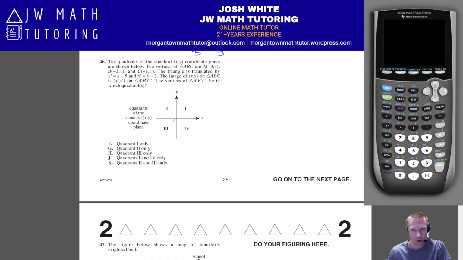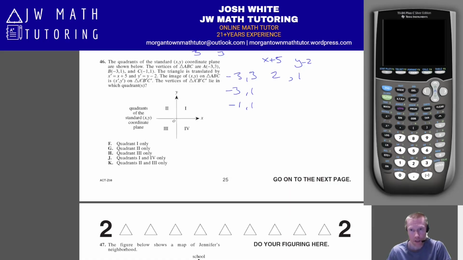So first thing I would do is start with each of the points. I'm just going to jot them down. 3, 1, negative 1, 1. Okay, and then we're going to go through the translations. So again, remember we're just going to do x plus 5 and y minus 2. So we go ahead with point A, we add 5 to it, we get 2, and then for the y value, 3 minus 2 just gives us 1.